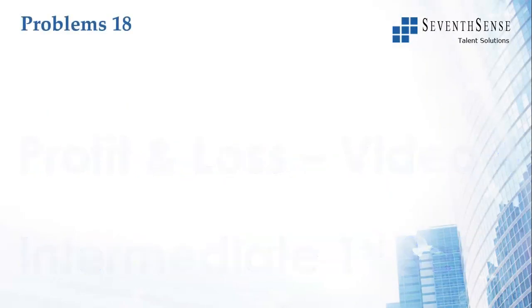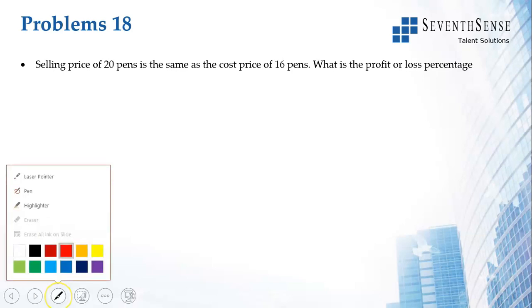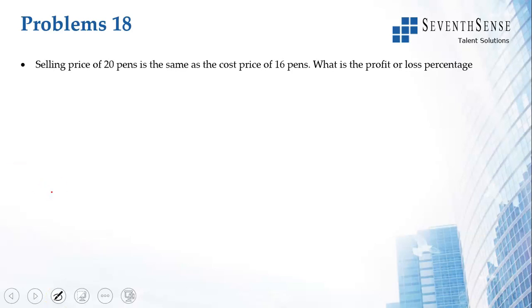Okay, so this is the first set of intermediate problems. The selling price of 20 pens is the same as the cost price of 16 pens. So what is the profit or loss percentage is what he has asked. How do we figure this out? There are no values given, right? So let's take the cost price of 1 pen as 1 rupee.